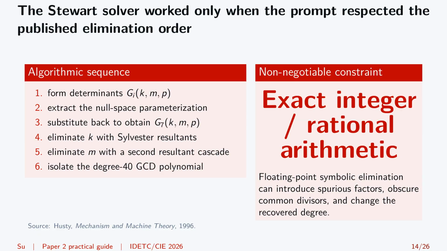Here, prompt specificity matters even more. The successful solver follows the published sequence of determinants, null space parameterization, substitutions, resultants, and GCD extraction. Exact integer or rational arithmetic is non-negotiable. Changing the elimination order or using floating point symbolic algebra can change the recovered degree.